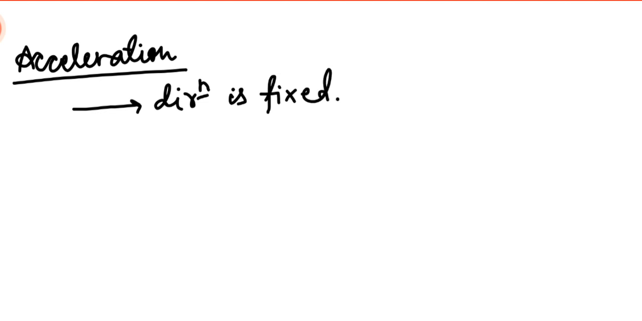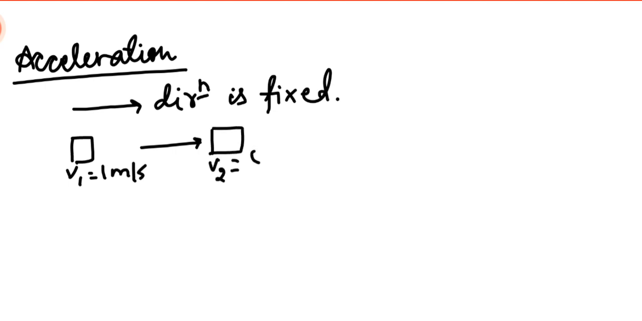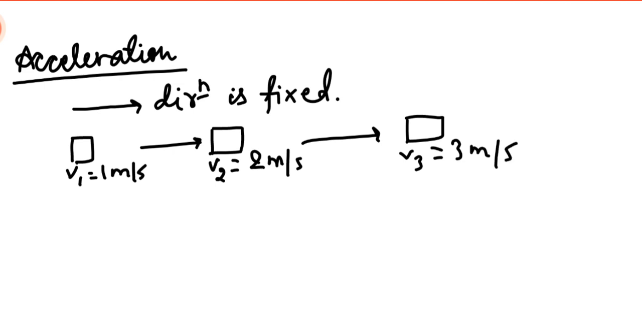And let us consider when the object is moving, the velocity of the object is initially V1 equals 1 meter per second. After some interval, V2 equals 2 meter per second. And after some time, it became V3 equals 3 meter per second. Let us consider the change in velocity is happening in 1 second each.